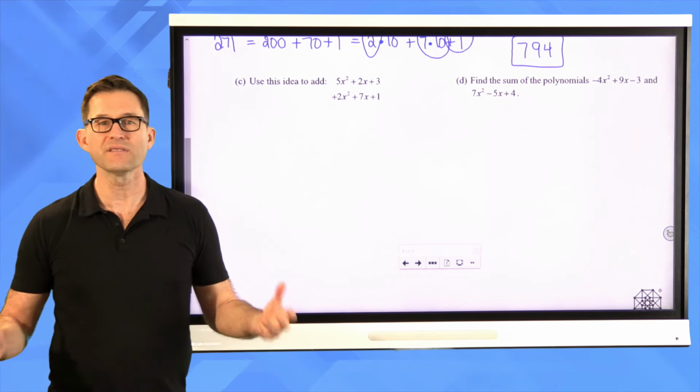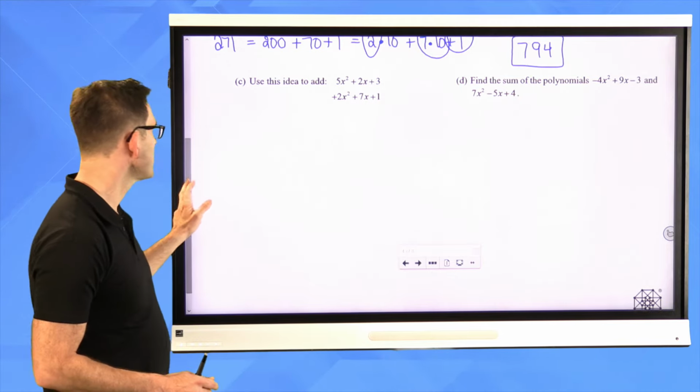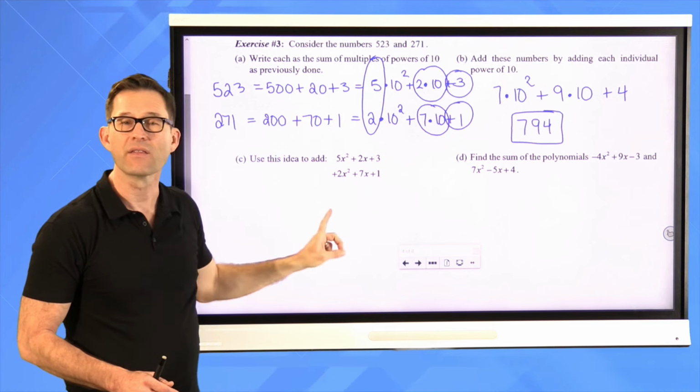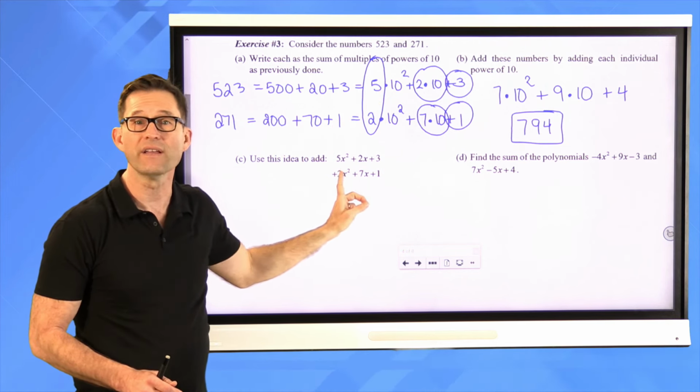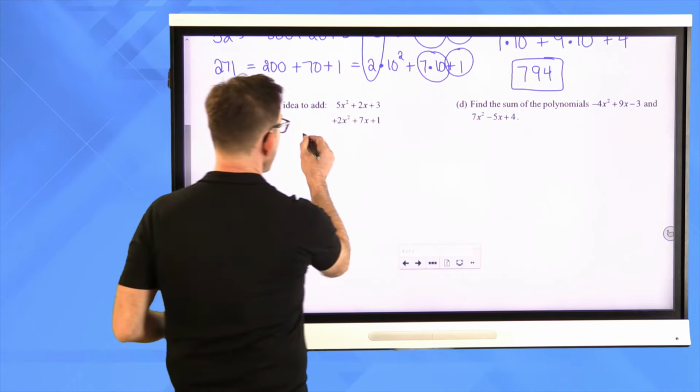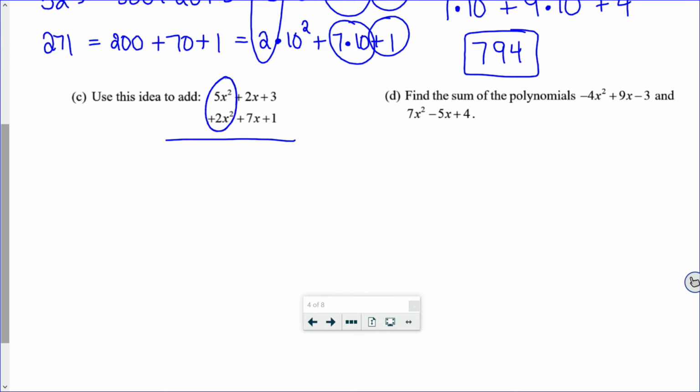You see, it's the same thing, right? There is virtually nothing different between adding these two things together and adding these two things together. The only difference is here it's an x and here it's a 10. But down here I can say, well, okay, I need to keep track of how many x squareds I have. Well, I have 5 of them and 2 of them, so I have 7 of them. Then I need to keep track of how many x to the firsts I have. Well, I have 2 of them and 7 of them, so now I have 9 of them. And then I keep track of how many single digits I have, 3 and 1, and that gives me 4.